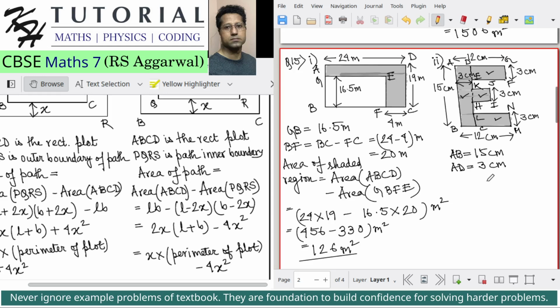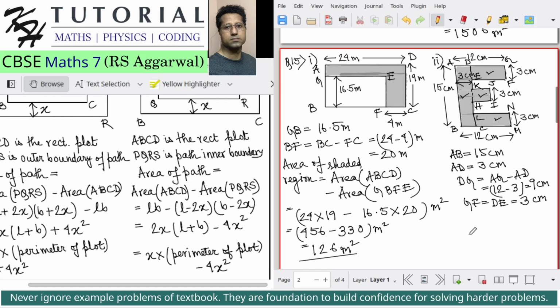Now for the rectangle DEFG, I need DG, which is equal to AG minus AD. AG is 12 centimeter, so 12 minus 3 is equal to 9 centimeter. So DG is equal to 9 centimeter, and I need GF. GF is equal to DE. Its dimension is also given to be 3 centimeter.